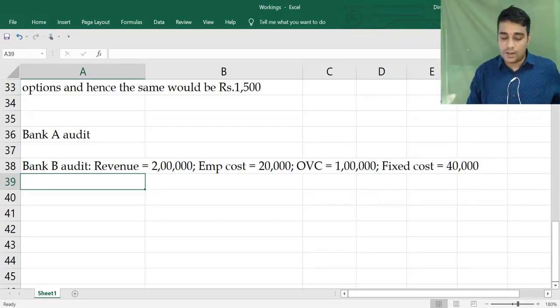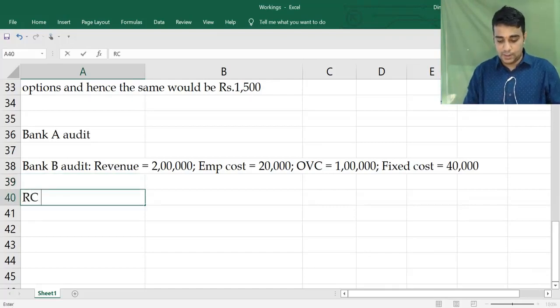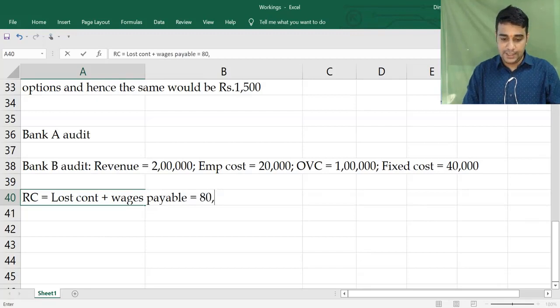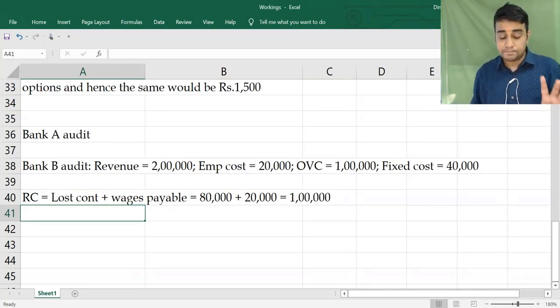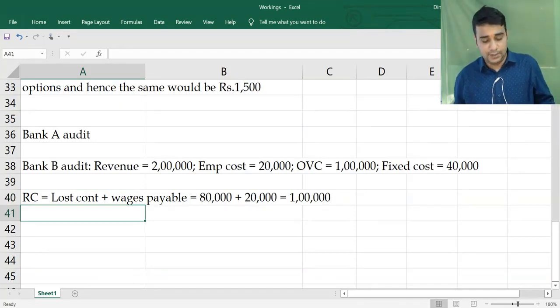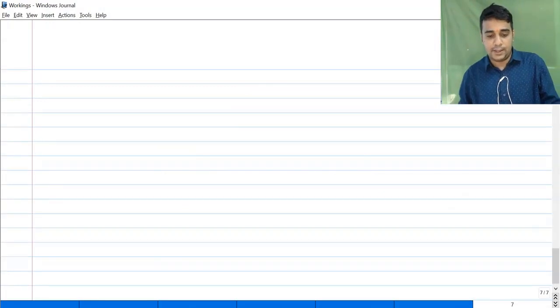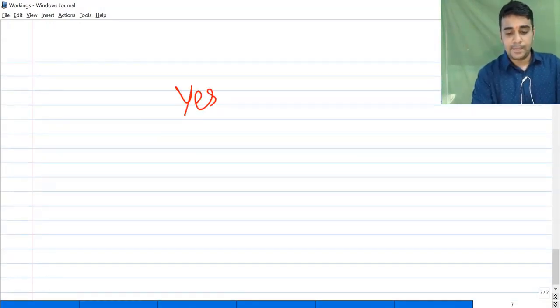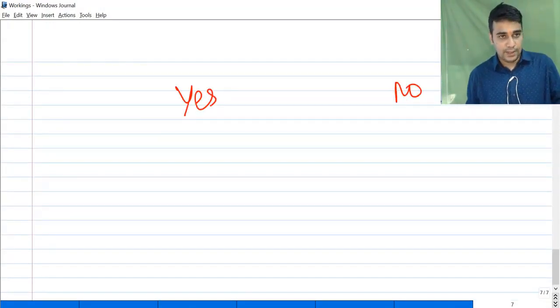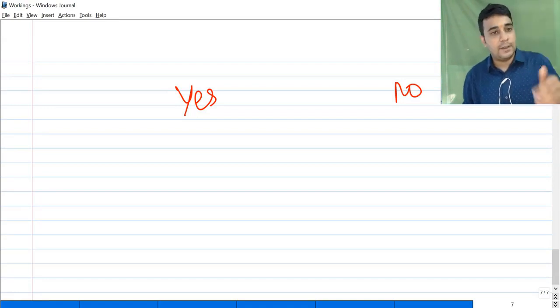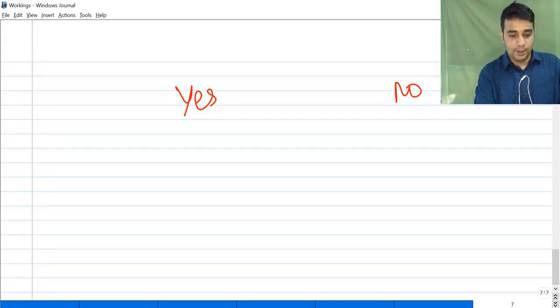Now what relevant costing will say is relevant cost is equal to lost contribution plus wages payable. Lost contribution is 80,000, wages payable is 20,000, so 1 lakh. Now wait, this employee cost of 20,000, I'll explain with a yes and no scenario and then link it. Yes means I'll have to take up the bank A audit.